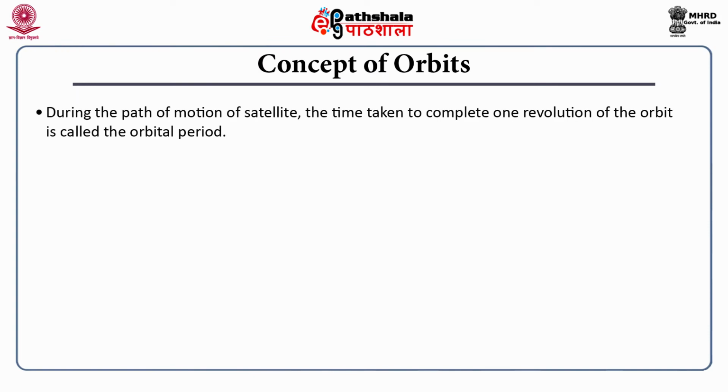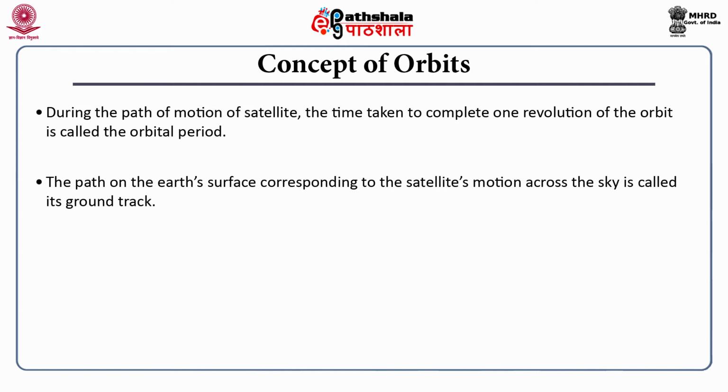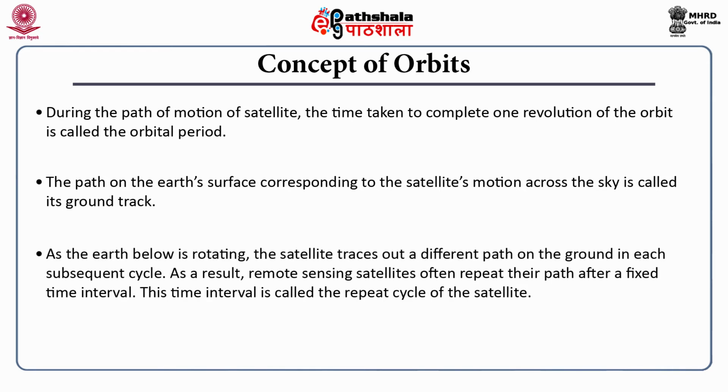During the path of motion of the satellite, the time taken to complete one revolution of the orbit is called the orbital period. The path on the earth's surface corresponding to the satellite's motion across the sky is called its ground track. As the earth below is rotating, the satellite traces out a different path on the ground in each subsequent cycle. As a result, remote sensing satellites often repeat their path after a fixed interval. This time interval is called the repeat cycle of the satellite.